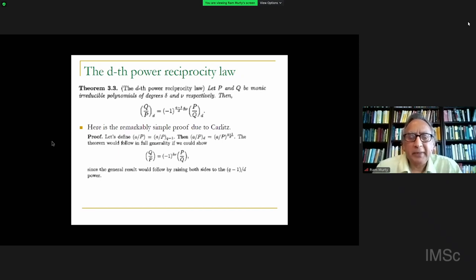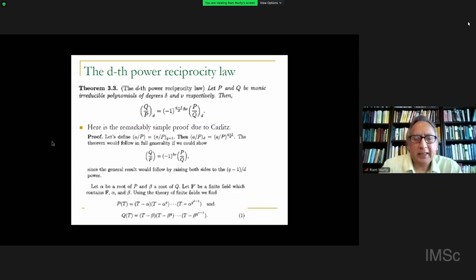And here's the remarkably simple proof due to Carlitz. Let's define A over P to be the (q minus 1)th power residue symbol, and then any dth power residue symbol will just be a power of the (q minus 1)th power residue symbol. And so it suffices to prove it in the special case of the (q minus 1)th power reciprocity law. If you have a root of the polynomial P, remember P and Q are irreducible monic polynomials, and the Galois automorphism is just x goes to x to the q. That's it. And they're all cyclic extensions. Therefore, if you have one root, alpha, you have all the roots. They're given by alpha to the q, alpha to the q squared, and so on. So you can write down the polynomials in this neat, very clean fashion.